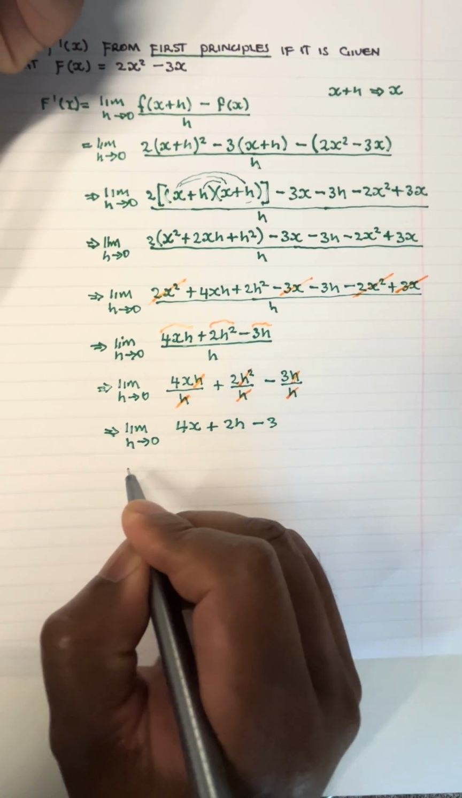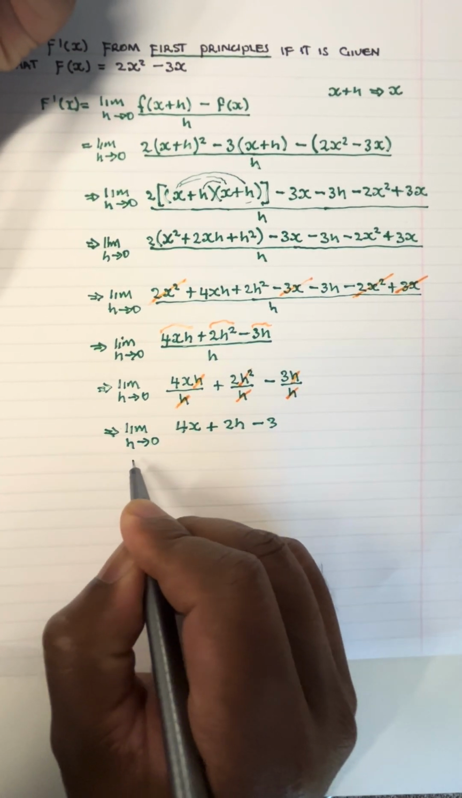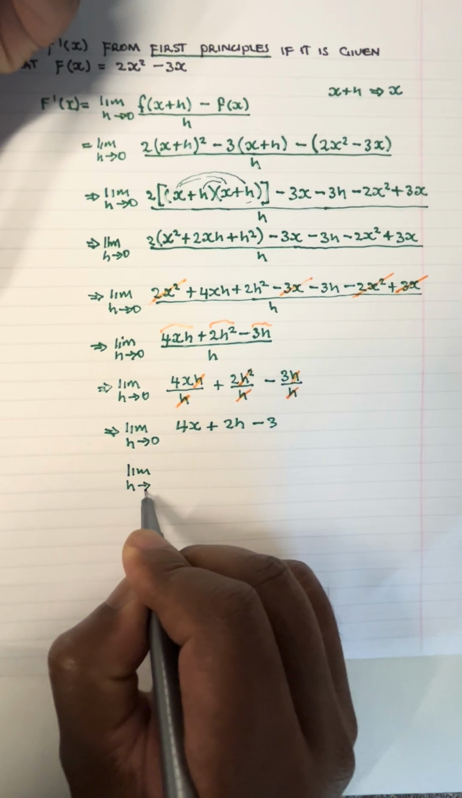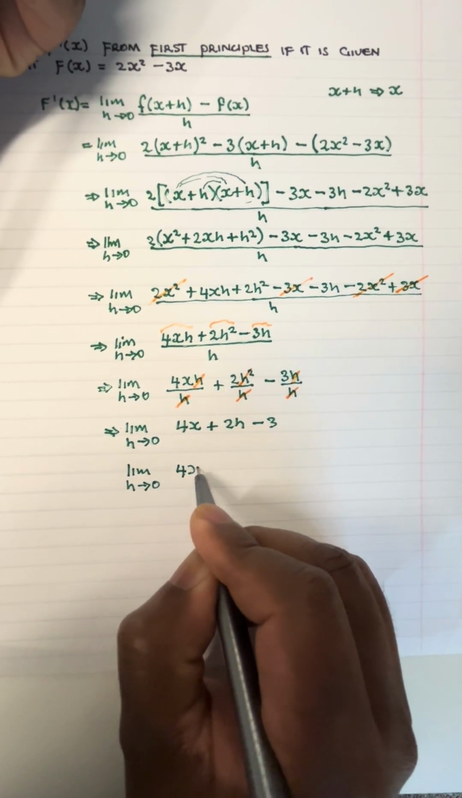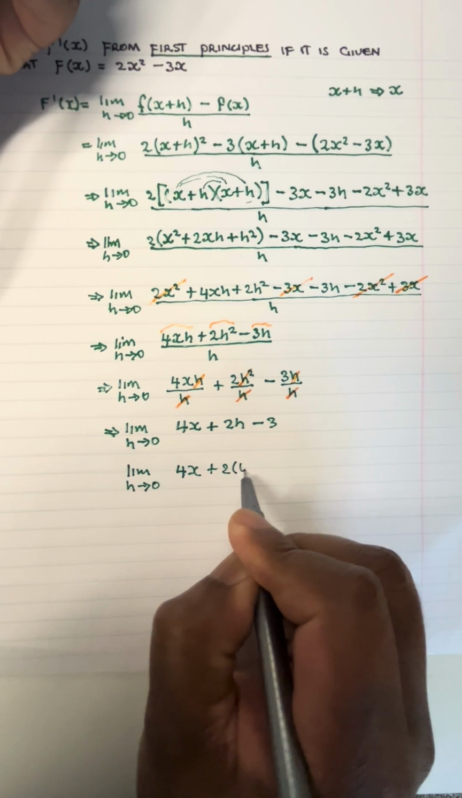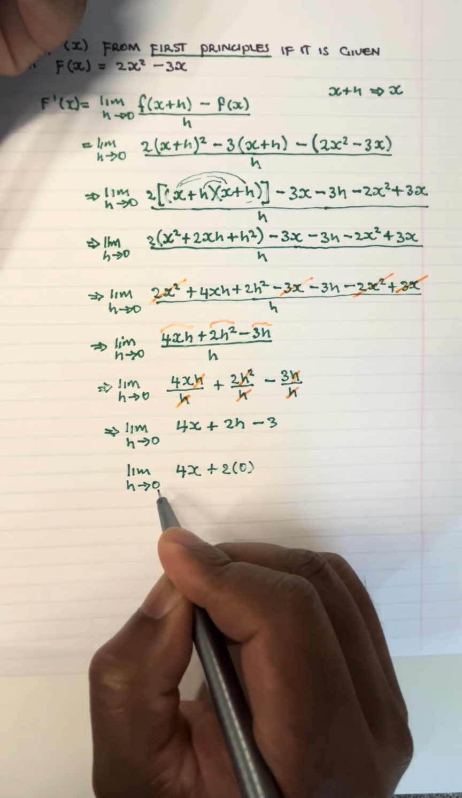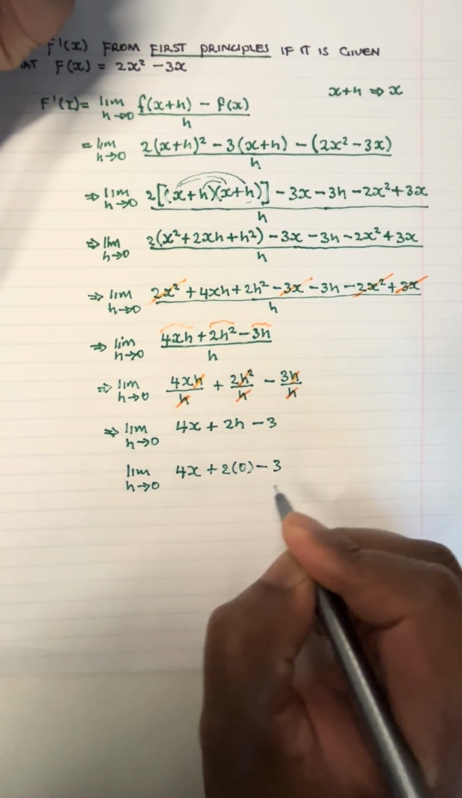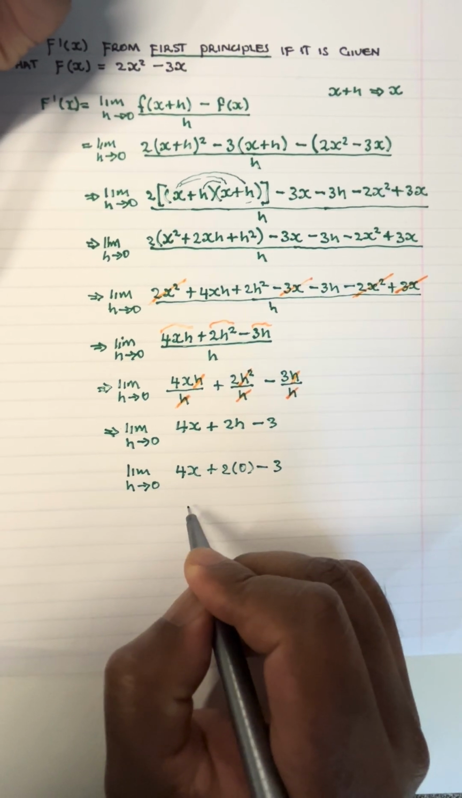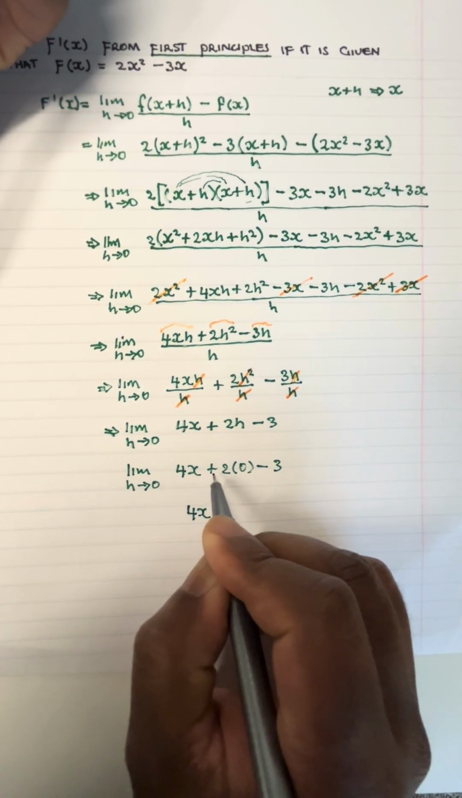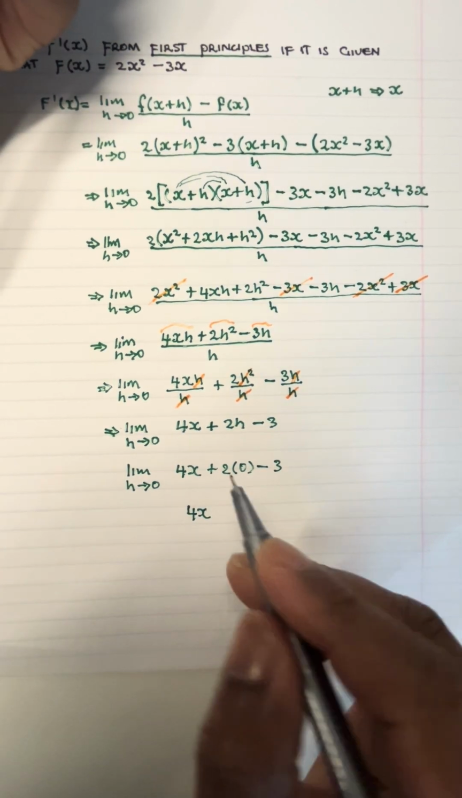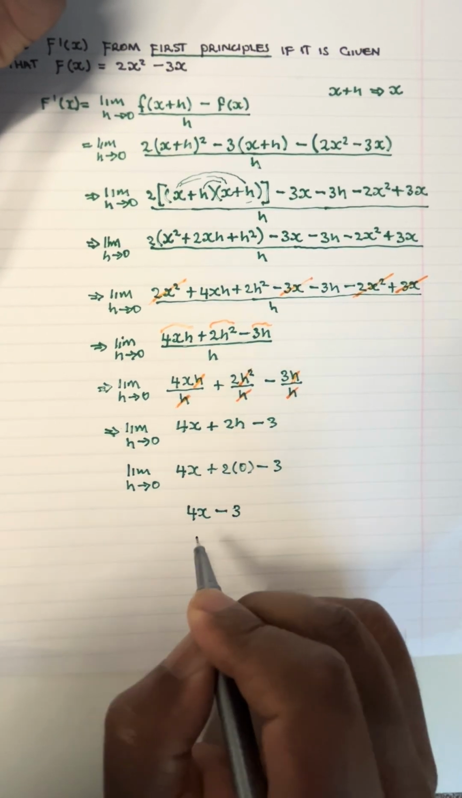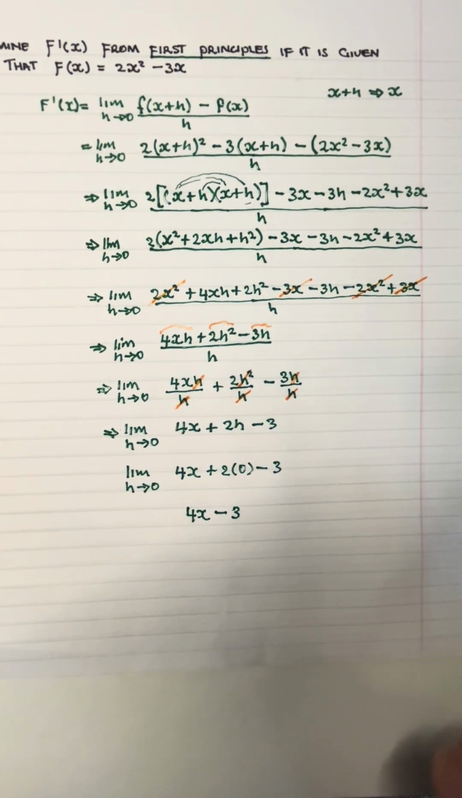So now, in taking the limit, you say limit as h approaches 0 will be 4x plus 2 times 0, because this is the 0 over here. So you just put it instead of the h, and then minus 3. For this term, it stays as it is. It will be 4x. For this one, 2 times 0; anything times 0 is 0. So we're left with minus 3. So our answer is 4x minus 3.